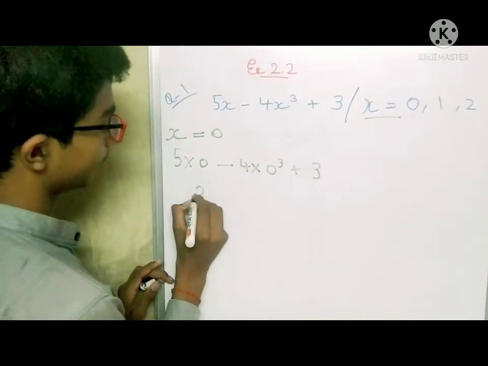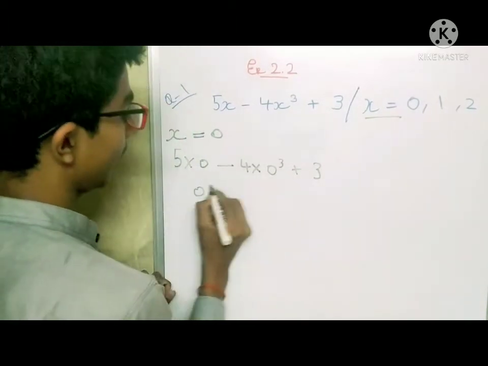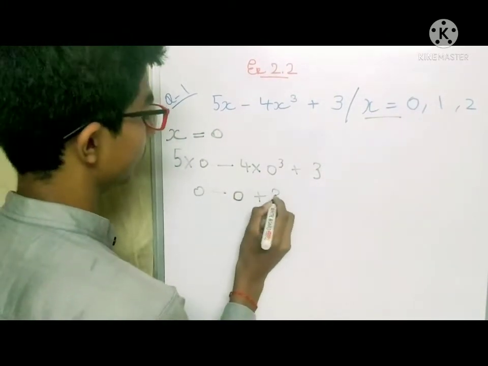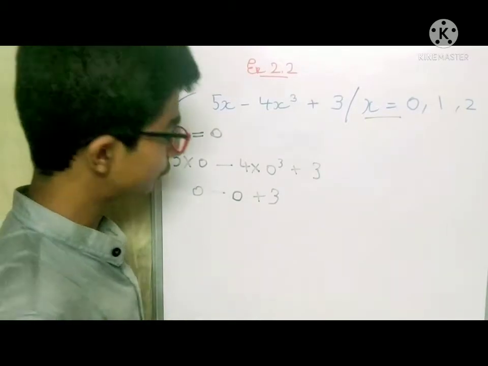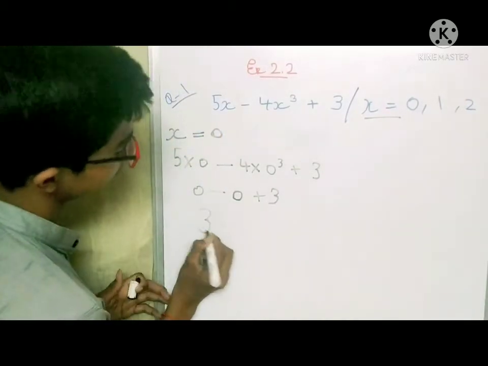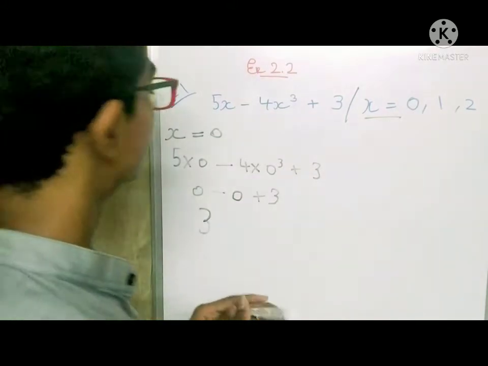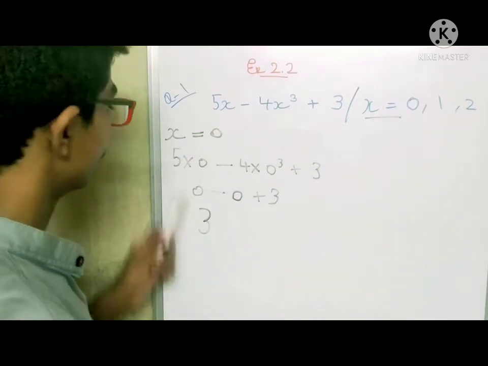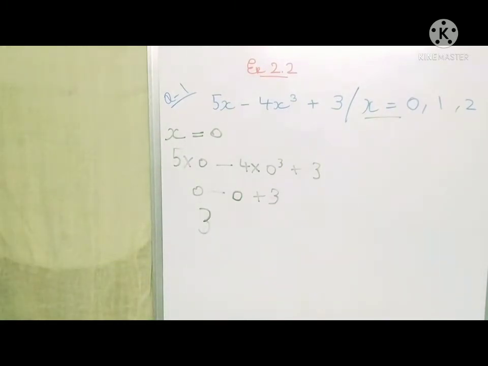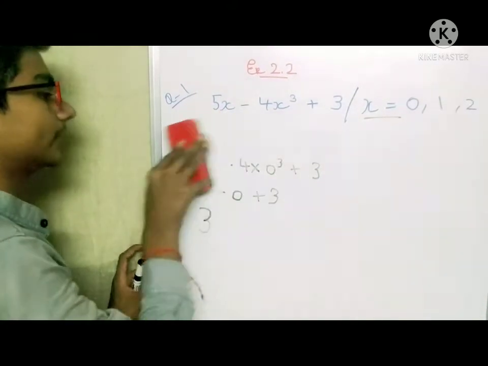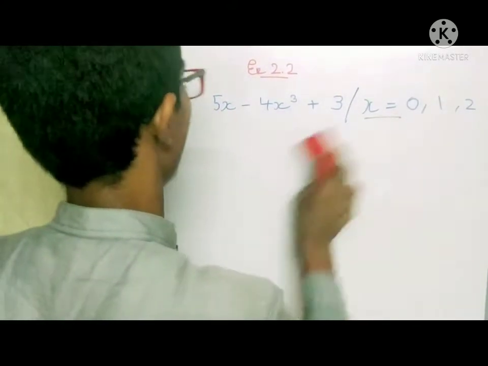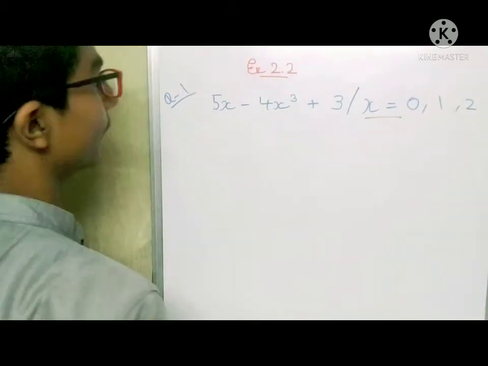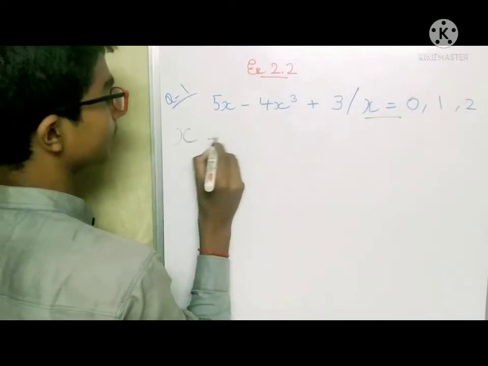So 5 times 0 is equal to 0, cube of 0 is 0, and minus 4 times 0 is equal to 0, plus 3. So 0 minus 0 is equal to 0, plus 3. So the answer, the value by putting x here, will be 3. Now I am going to rub this. I hope you understood what I told in the previous video about how to find zeros of a polynomial. This is just like that.